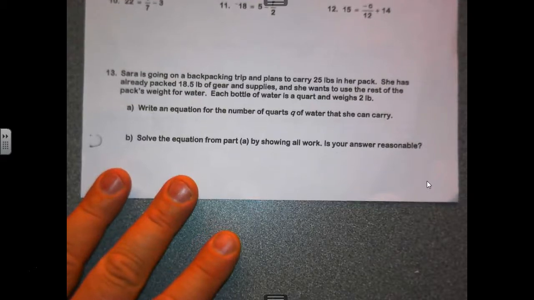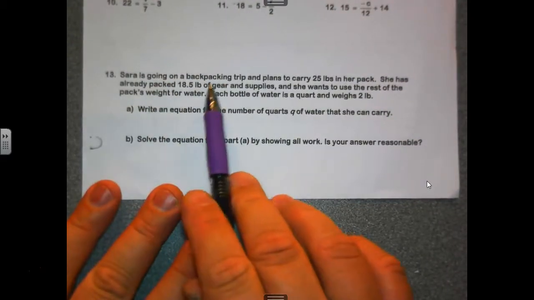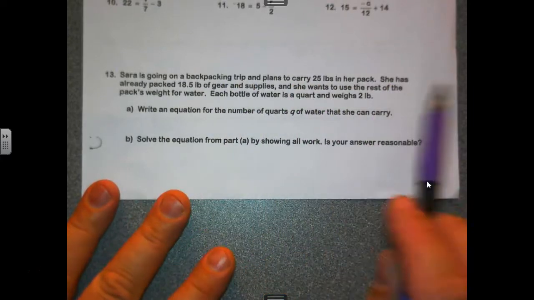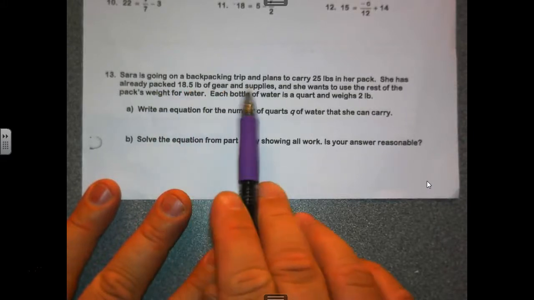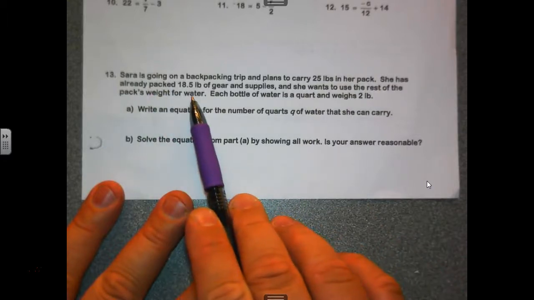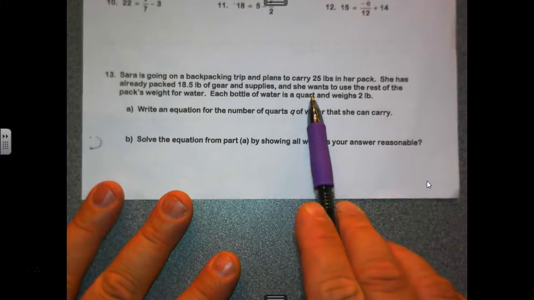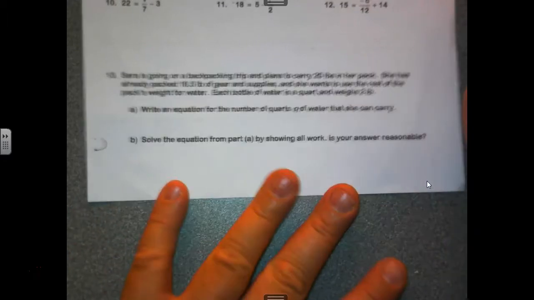Number 13. Sarah is going on a backpacking trip and plans to carry 25 pounds in her pack. She has already packed 18.5 pounds of gear and supplies, and she wants to use the rest of the pack's weight for water. Each bottle of water is a quart and weighs 2 pounds. Right. Let's start over again.